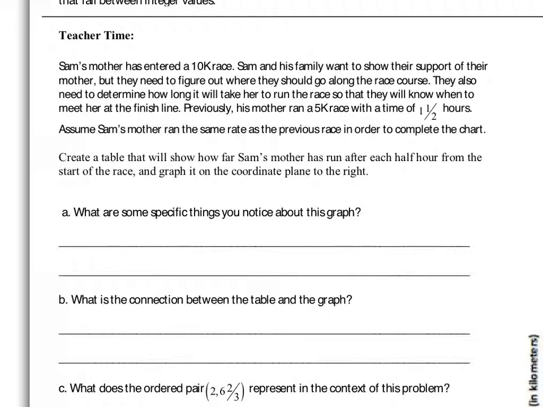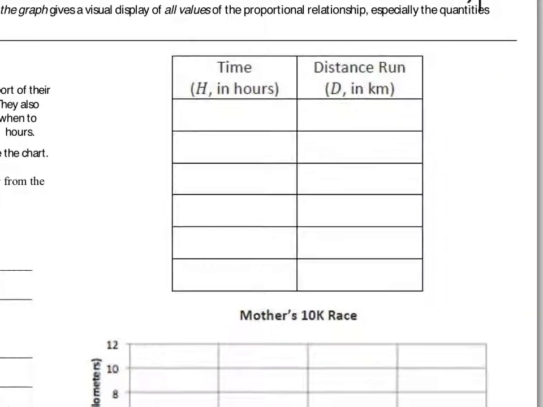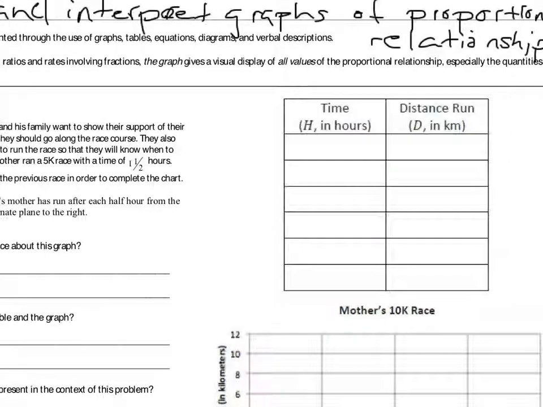Previously, his mother ran a 5K race in a time of 1 1/2 hours. So we're going to assume that she runs at the same rate as her previous rate. We're going to complete the t-chart. So in order to complete the t-chart, we're going to go ahead and throw in the one value we already know. Take a second to read through the problem and put the pair in that we do already know.